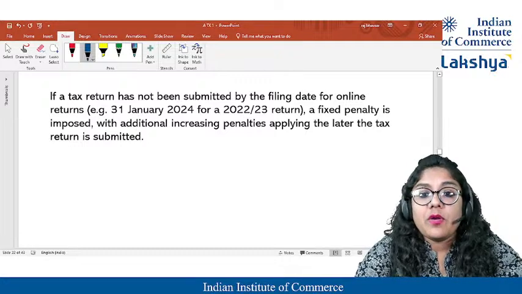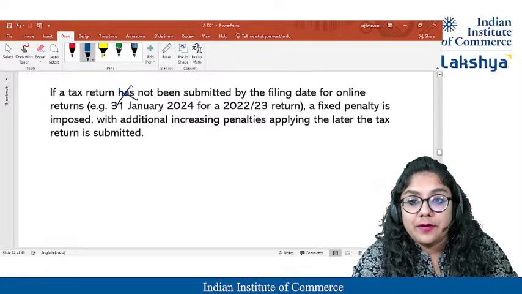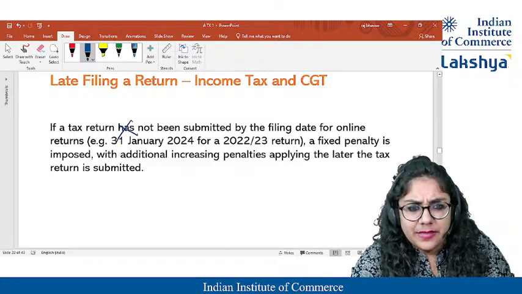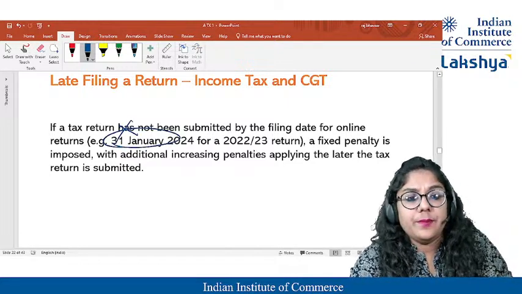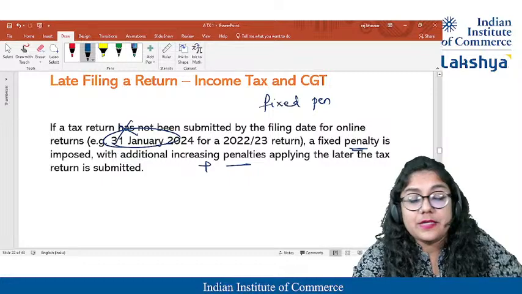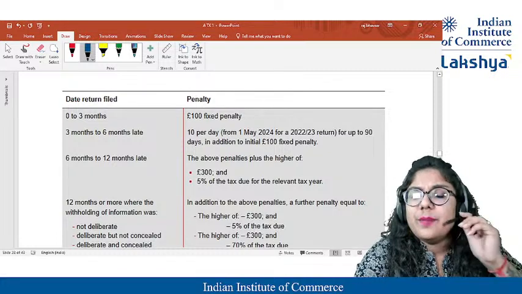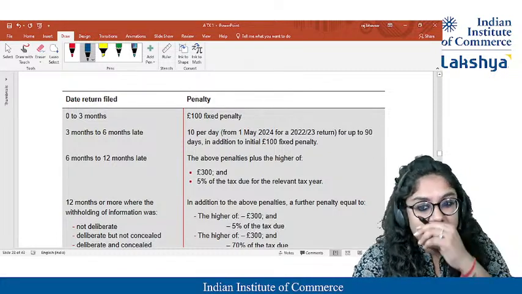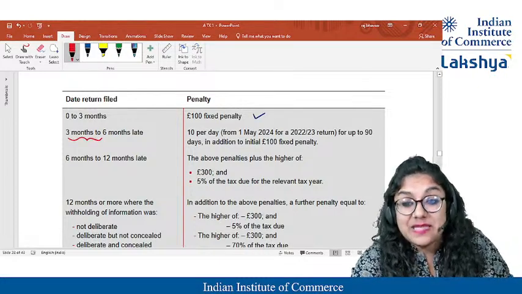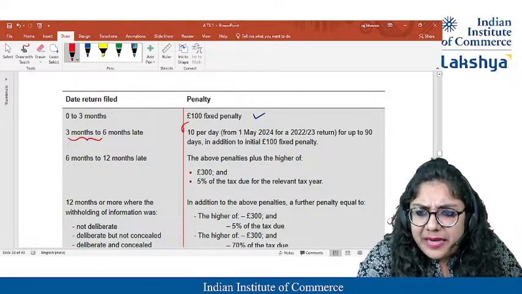Over here they have written, if the online tax return has not been submitted, it is a late return. If the tax return is not submitted online by 31st Jan, a fixed penalty is liable, plus additional penalties can also be there. So what are the penalties? You don't need to remember the whole list, but it's given. If the return is filed 0 to 3 months late, there is a £100 fixed penalty you have to pay. If it's 3 to 6 months delay, £10 per day from 1st May.